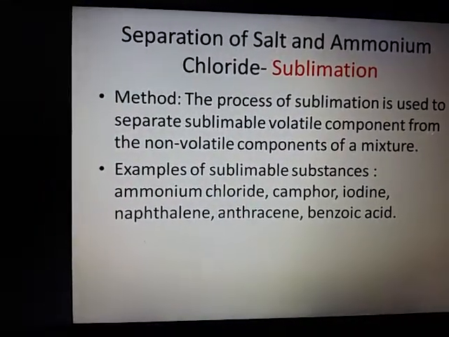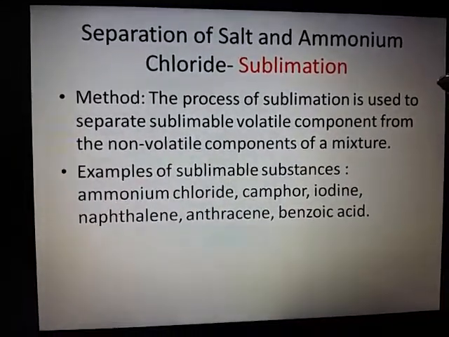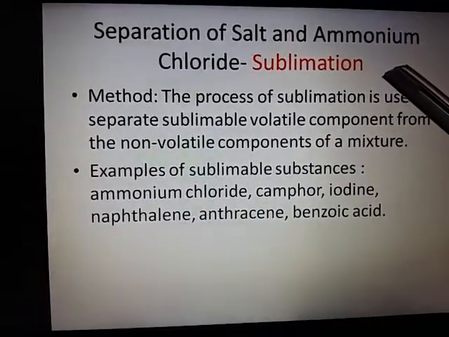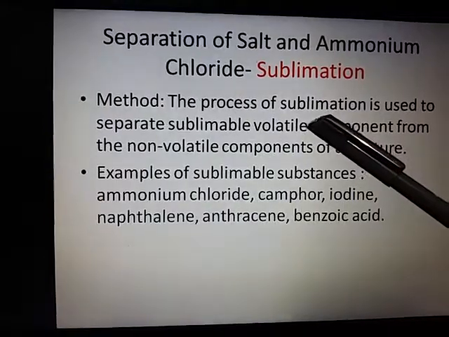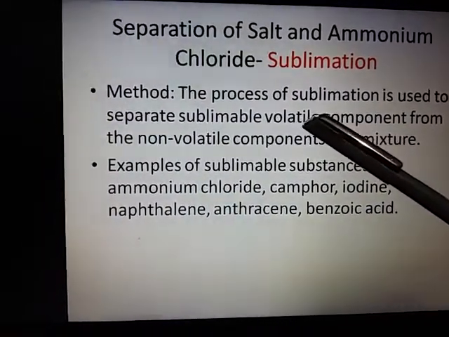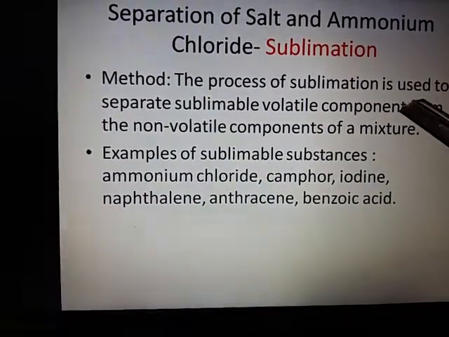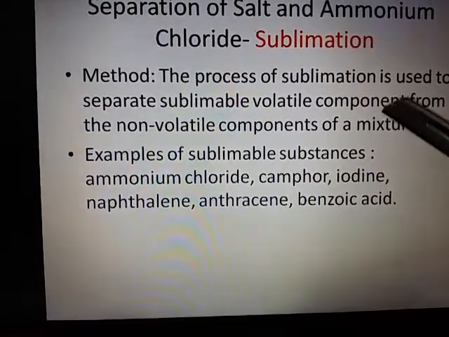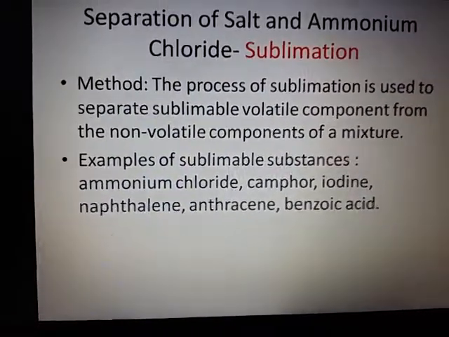So if one of the components of the mixture is sublimable, then we can use this method, sublimation. Now in this process there is a special setup made for this, which we are going to see in the next slide. This process is used to separate a sublimable volatile component, which gets vaporized easily and faster, from the non-volatile component of a mixture.